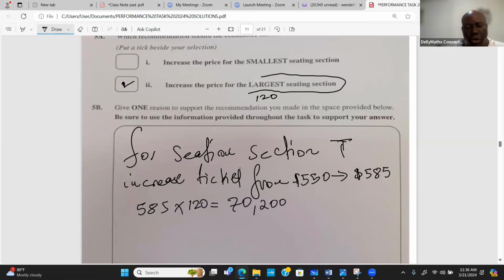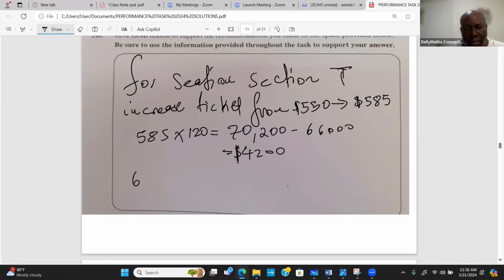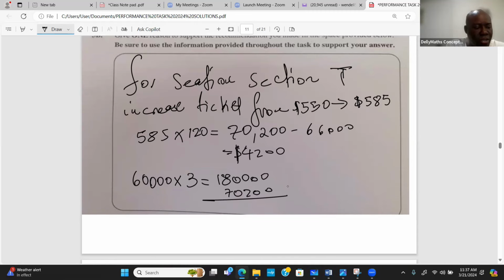And that would have pushed us over, because remember, originally we got 66,000 from that spot. If we subtract the 66,000, we're going to get 4,200, which is the extra money we needed. The other three sections were 60,000 each, so that would have been 180,000. If I add the 70,200 to that, you're seeing we're making 250,200 right there.